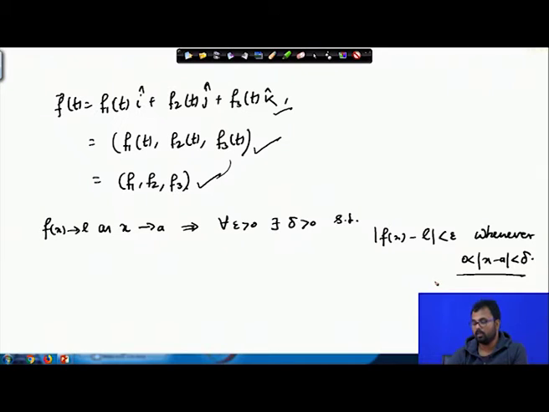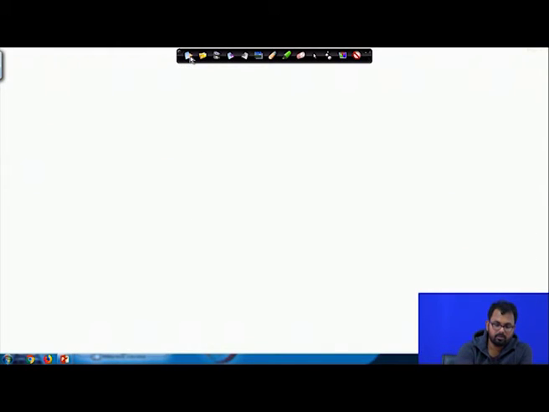Now, in the case of vector functions, we can have a similar epsilon delta definition as well. So, I can write the epsilon delta limit definition of a vector function.